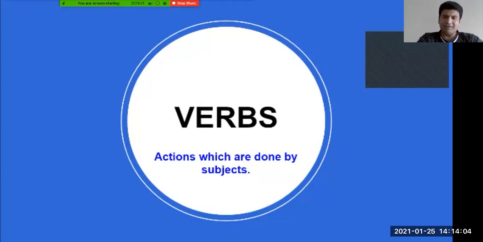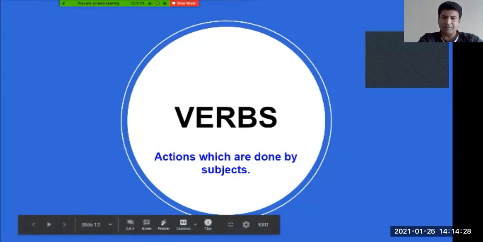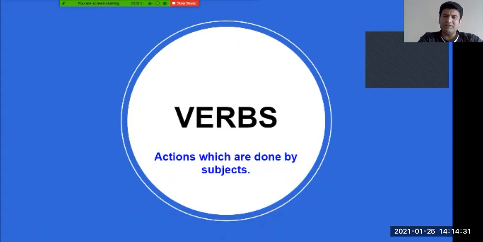And my today's topic is about verb. Today we are going to discuss what is verb, what are their different types, where they are used, and all the relevant information about verbs. So let's discuss the definition first. Verbs are actually actions which are done by subjects. In other words, verbs are actions itself in the sentences.